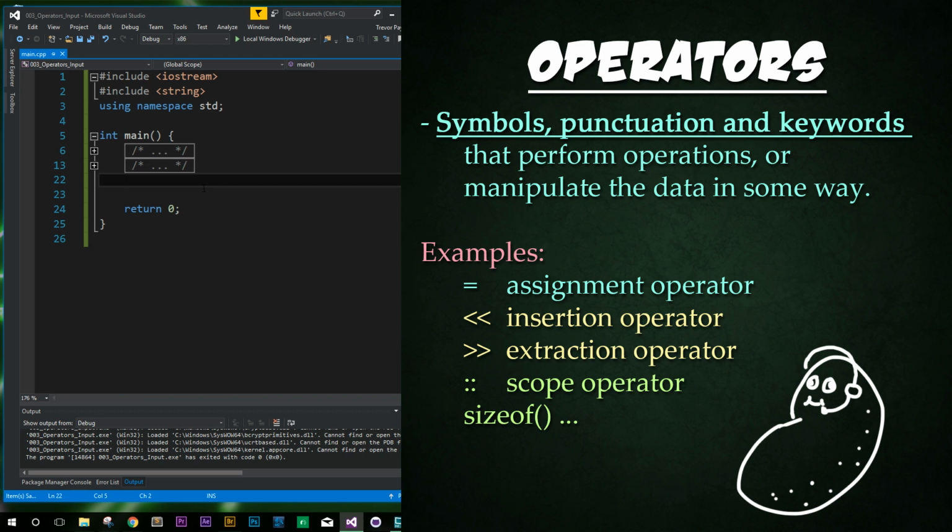We've also used the double colon, which is the scope operator used for namespaces. Finally, the last operator is the sizeof operator that we used to measure the size in bytes of different data types in the last lesson. I'm not really sure why this last one is an operator, but it is apparently.